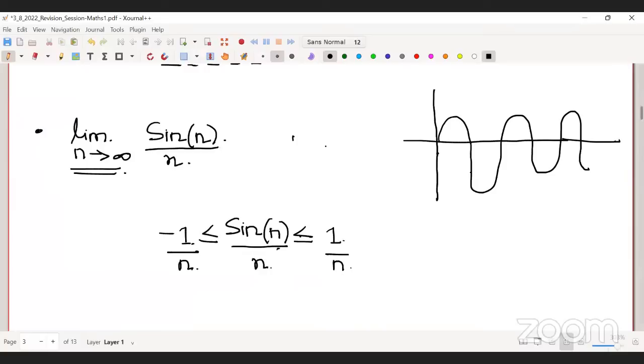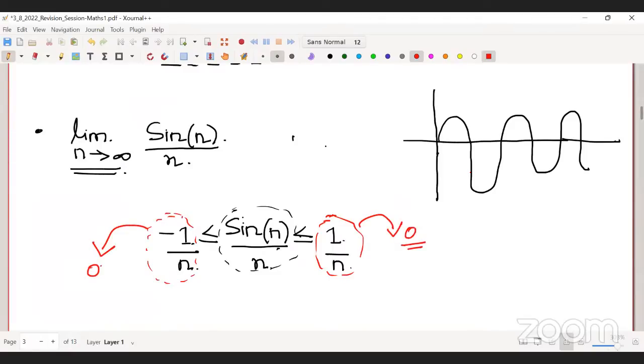Now we want to know the limit of this sequence, which is in the middle. It seems slightly complicated, but for us it's easy to compute the limit of this one, 1 by n, and also of this sequence, minus 1 by n. The limit of this sequence is 0, and the limit of that is also 0. So by the sandwich lemma, the limit of this sequence is also 0.